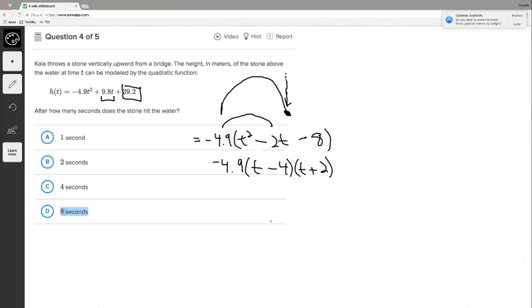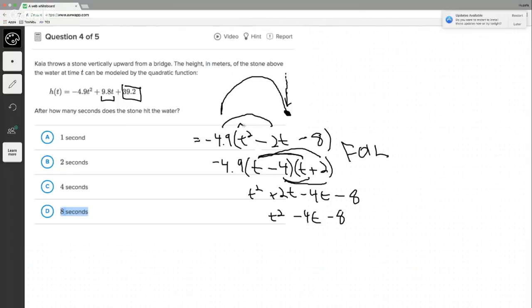I don't know if you guys have done a lot of factoring. The way you factor is you figure out what happens when you FOIL it again. FOIL goes like this: first, outside, inside, last. The first terms give us t squared. The outside terms, t times 2, give plus 2t. The inside terms, negative 4 times t, give minus 4t. And the last terms give minus 8. These combine to t squared minus 4t minus 8, and that's exactly what we had up here. So I'm just proving that we've factored it correctly.